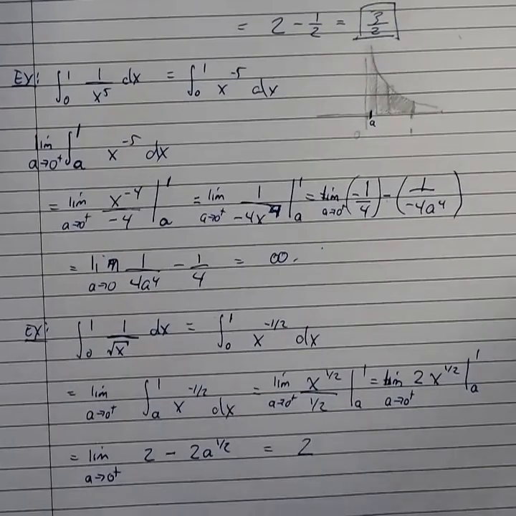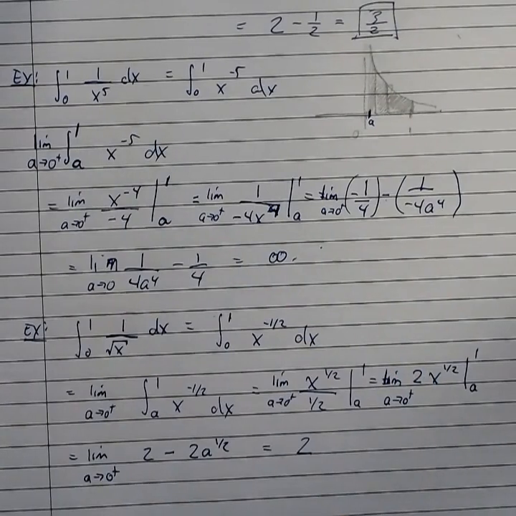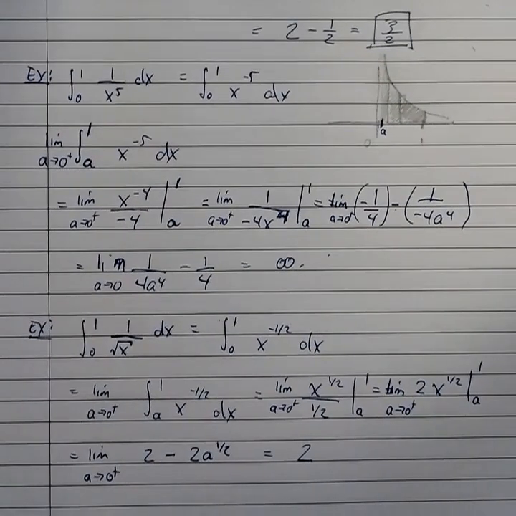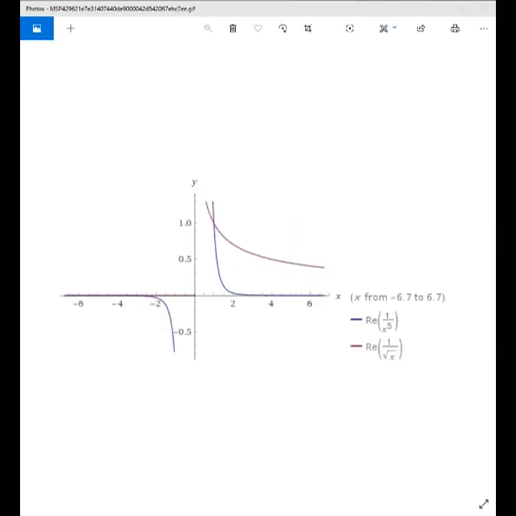If I look at the graph of 1 over the square root of x and 1 over x to the 5th, they do have the same kind of shape. And here we have an illustration. Oop, what just happened? Oh, there we go. It just flipped around. Here we have an illustration which shows us what these graphs look like.